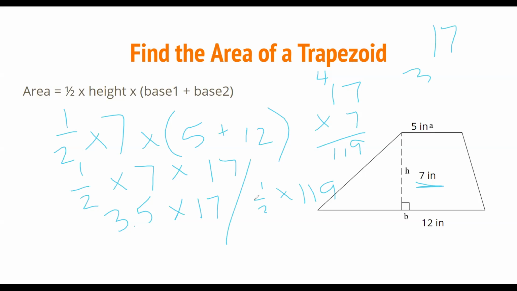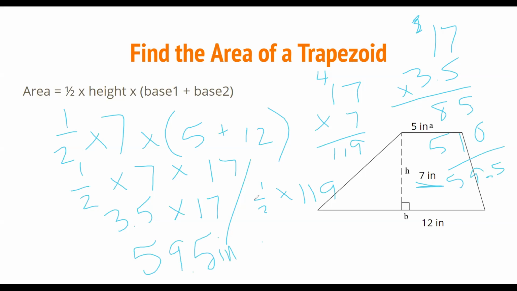So if we do 17 times 3.5, 5 times 7 is 35, 5 times 1 is 5, plus 3 is 8. And I'm going to add my 0. 3 times 7 is 21. 3 times 1 is 3, plus 2 is 5. So I would get 5 plus 0 is 5, 8 plus 1 is 9, and then I have 5, and then my decimal point. So I would get 59.5, and then it's in inches squared.